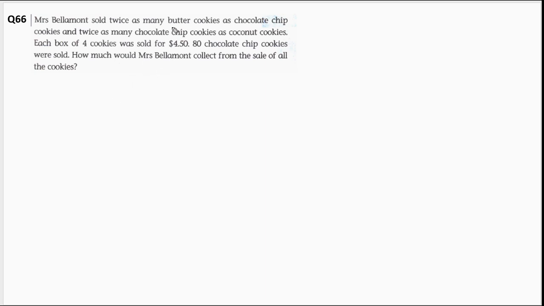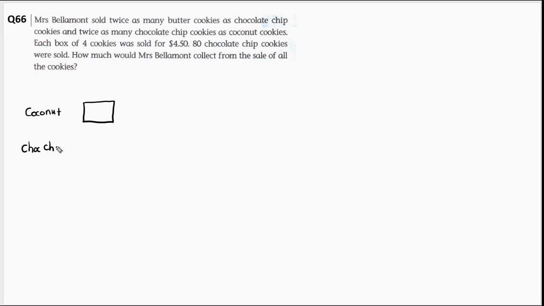So twice as many butter cookies as chocolate chip and twice as many chocolate chip cookies as coconut cookies. Now, I'll show you how I would draw it because I've noticed that the coconut cookies seem to have the smallest number. So I would usually do this. This is coconut, and I would draw one bar, make that my basic unit. That represents coconut.